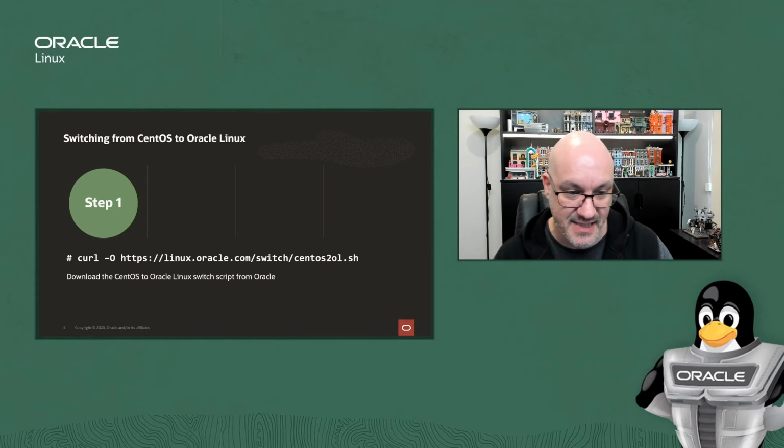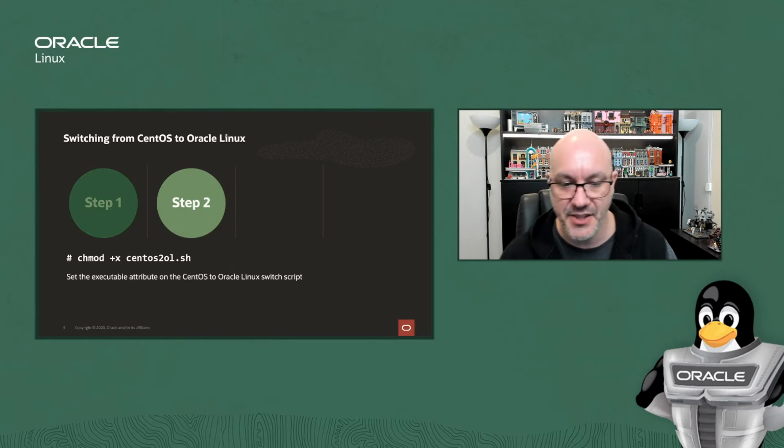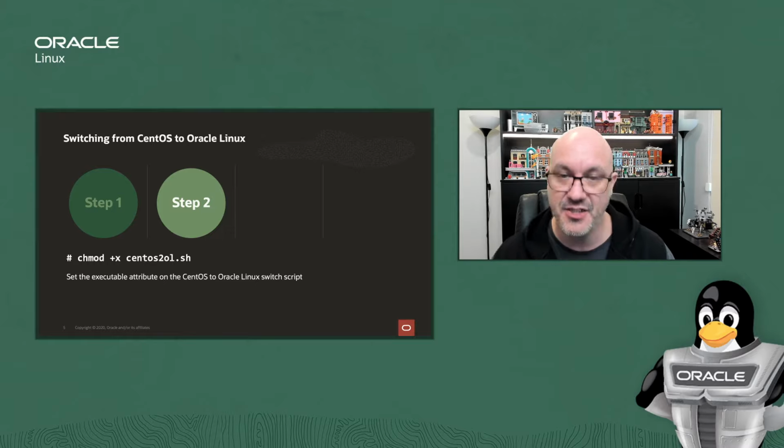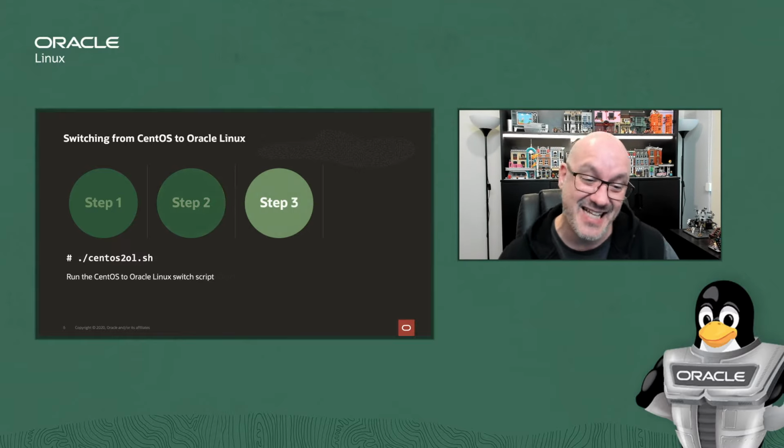So the first thing I did is download that script. If you go to linux.oracle.com/switch/CentOS, the instructions for the script are published at that location. I made the script executable, chmod +x. If you're an old school Linux admin and you don't like that, you could have gone bash centos2ol.sh and just run the script that way if you like. And then I started running it.